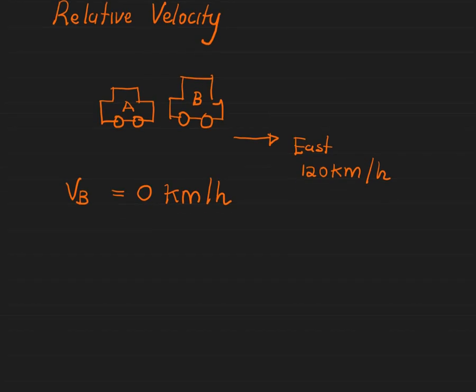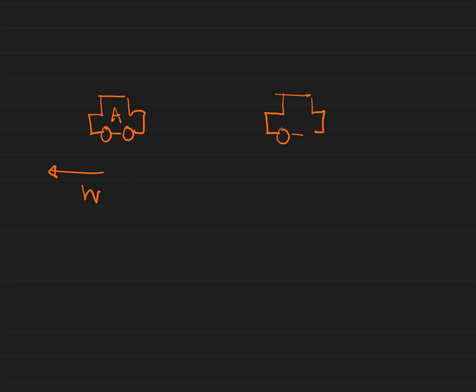Let's give another example. Let's say you are in car A, and you are moving to the west, which is to the left, and then there's another car, car B, and it's moving towards the east. And both these cars are still traveling at a speed of 120 kilometers per hour. So that's their speed.